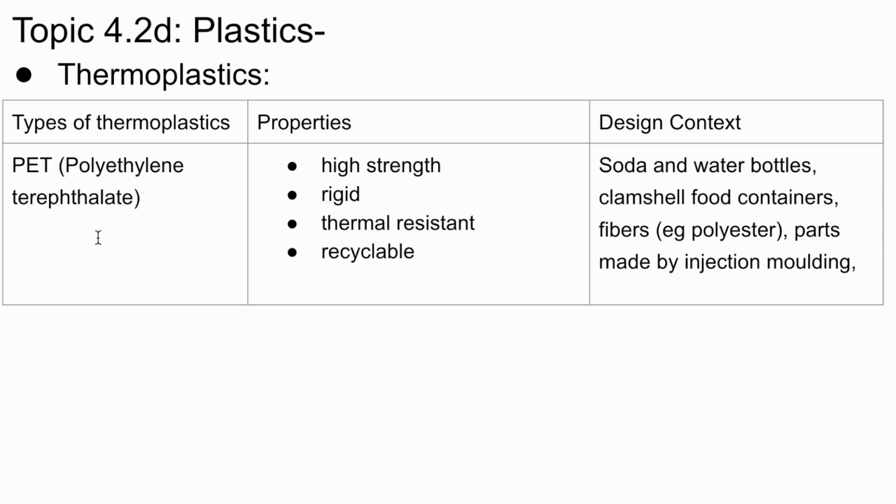We have polyethylene terephthalate. This is a hard word to say, but it's terephthalate. It's high strength, it's rigid, it's thermal resistant, and it's recyclable. And this is things like soda bottles and water bottles. If you think of those clamshell food containers, the ones that are like clear plastic that open and shut, we have fibers such as polyesters or parts made in injected molded.